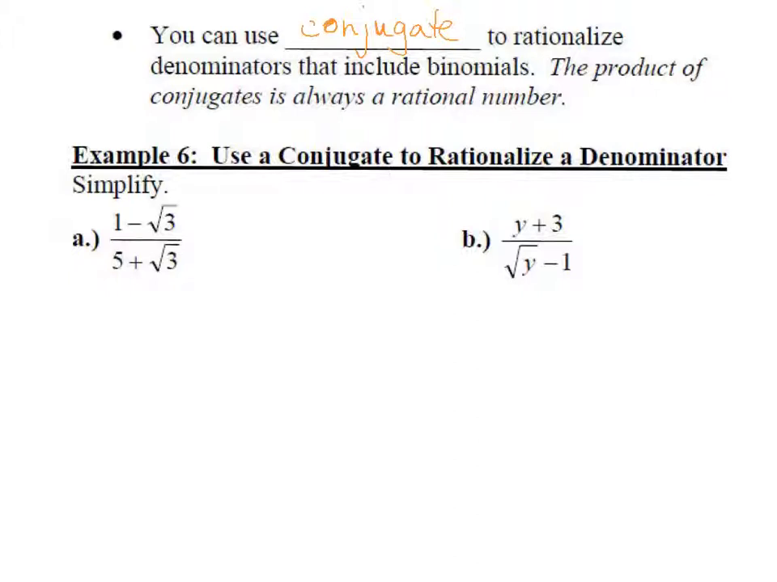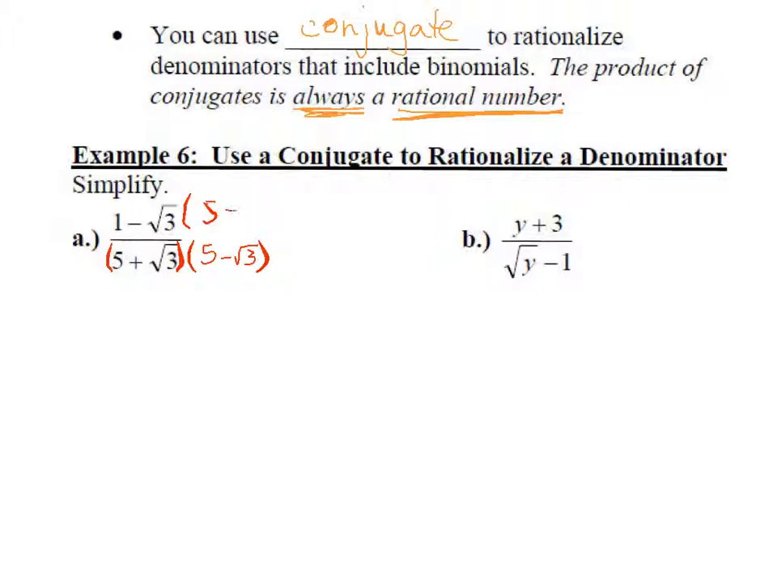The product of conjugates is always a rational number. The whole purpose of multiplying by a conjugate is so you get rid of your radicals in the bottom. So if we look at 6a here, we have a 5 plus radical 3 in the bottom. We're going to need to multiply top and bottom by a 5 minus radical 3.